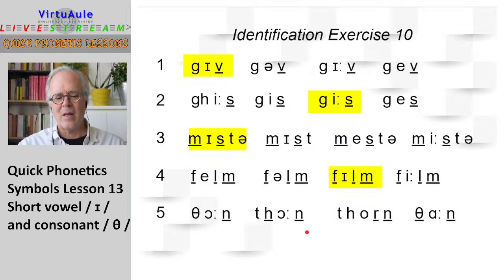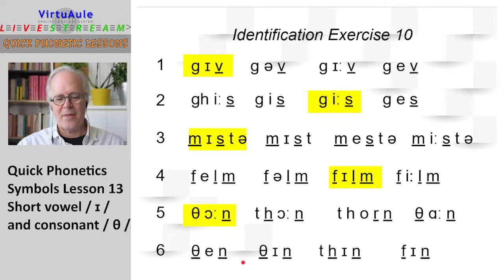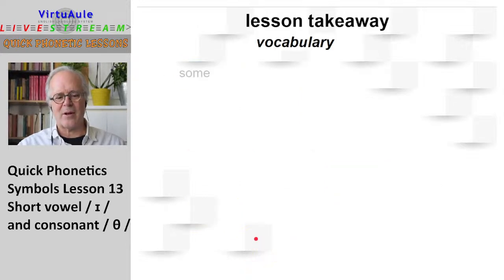Number 5. Thorn. Thorn. Okay, that TH should be underlined. Sorry about that if you made a mistake because you didn't think this was underlined. My fault. It's underlined. It's a long sound. Thorn. Okay. Number 6. Thin. Thin. Very good.